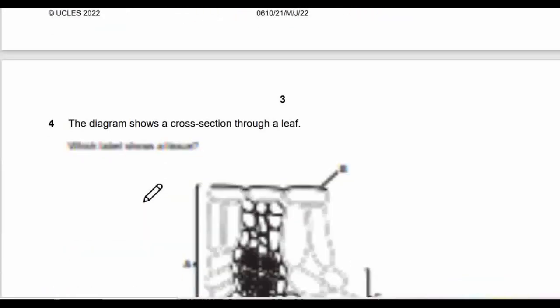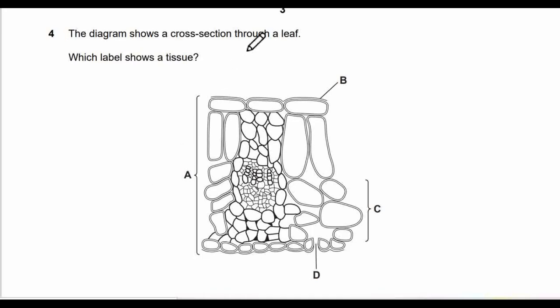Next, question 4. The diagram shows a cross-section through a leaf. Which label shows a tissue? A tissue is a group of similar cells, and they form tissue. So we have to check. B is cuticle. A is the whole leaf, so it's an organ. Leaf is an organ. D is the stomata.